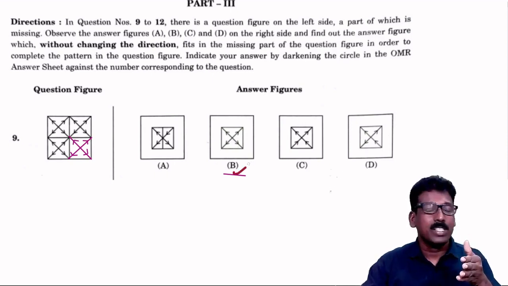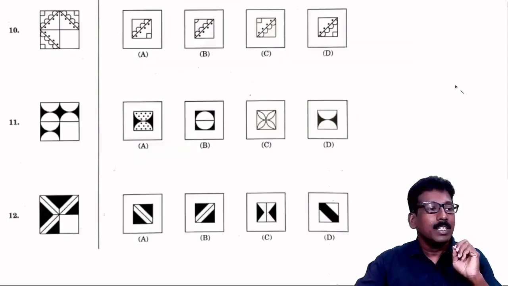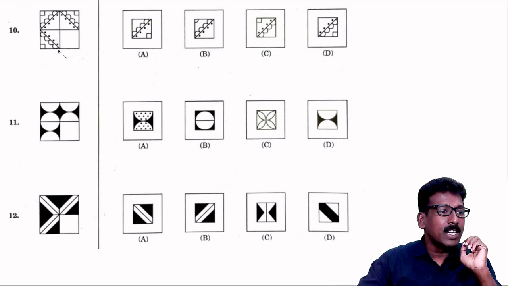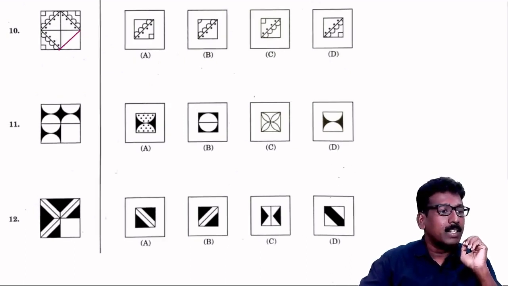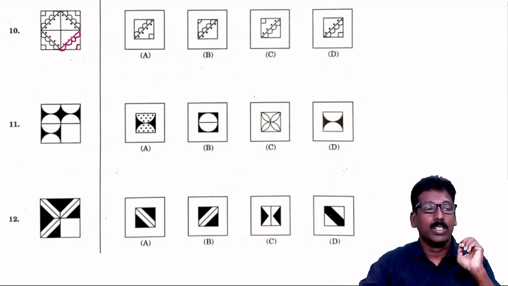Now let us look at question number 10, 11 and 12 of this type. Now look at question number 10. Here you can see one diagonal and a design is there in this way outside, and there are some points inside and a right angle mark also there. The same you can see here in D. So D is the correct option.